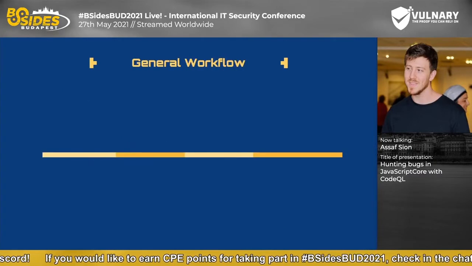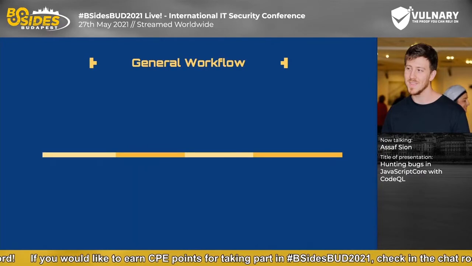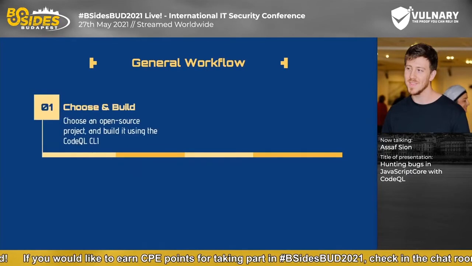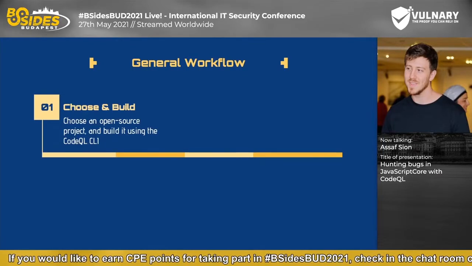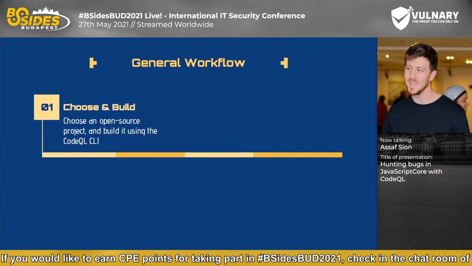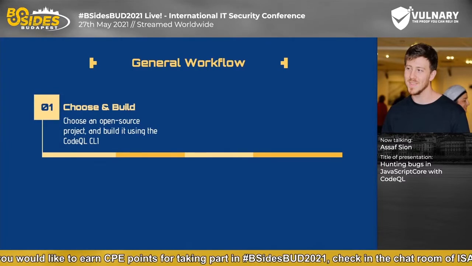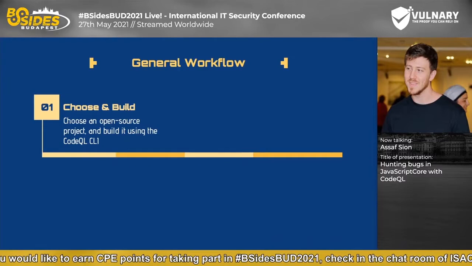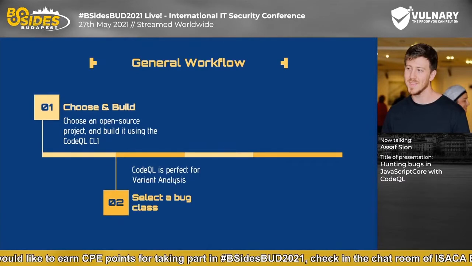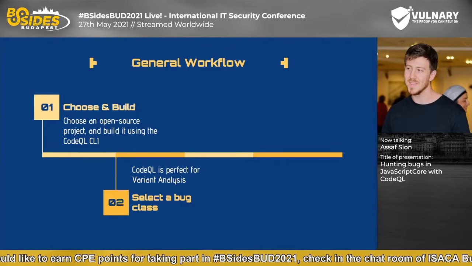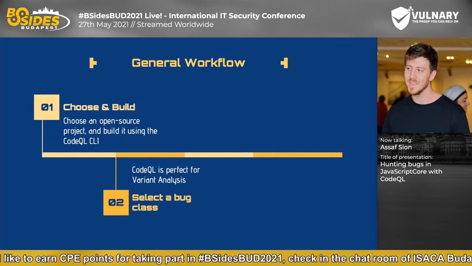When working with CodeQL, there is a general workflow that we usually follow. At first, the researcher will choose an open source project and make sure he can build it. After that, clean the solution and then rebuild it again, but this time use the CodeQL CLI. Next, select a bug class that you want to discover. Analyze it, understand that bug class very well, and understand how that bug class might appear in the codebase that you chose.